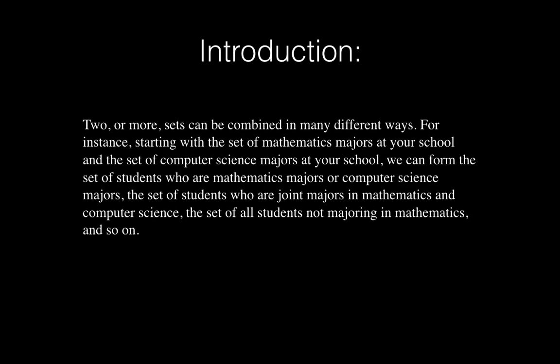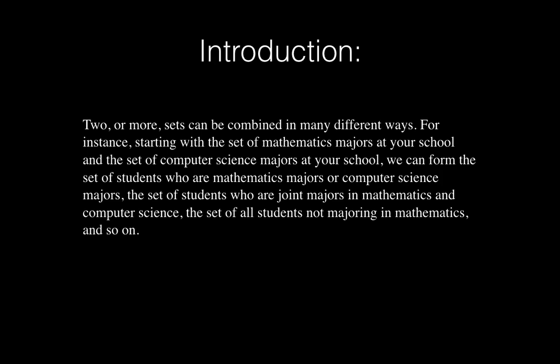So introduction. Two or more sets can be combined in many different ways. There are a lot of ways through which we can combine two different sets, and in fact a lot of times, we need to combine many sets in many different ways in order to get a certain result. So for instance, starting with the set of mathematics majors, which means the students who have taken mathematics subjects as their major at your school, and the set of computer science majors, so the students who have taken computer science subject as their major in the school.